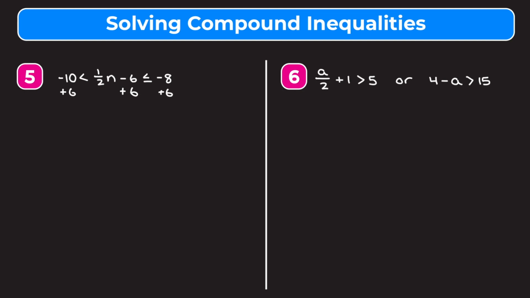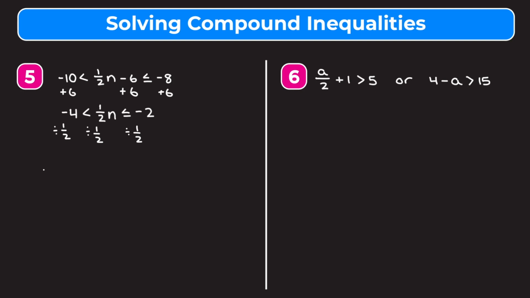On the left, negative 10 plus 6 is negative 4, so negative 4 is less than. In the middle, negative 6 and positive 6 cancel each other out because they go to 0. So we're left with 1/2 n is less than or equal to negative 8 plus 6, which is negative 2. And now to get rid of the 1/2, we want to divide everything by 1/2. So we're going to divide all 3 parts by 1/2.